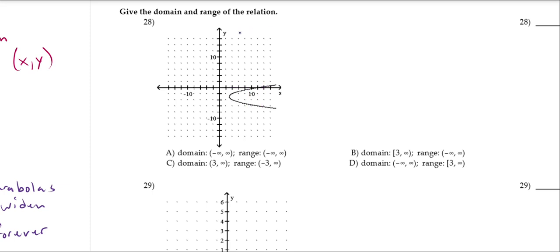So what is my domain? Well, it starts at 3, and in fact, it's going to include that 3. Vertexes will always be included in the parabola's domain. And so this is going to be our final answer.